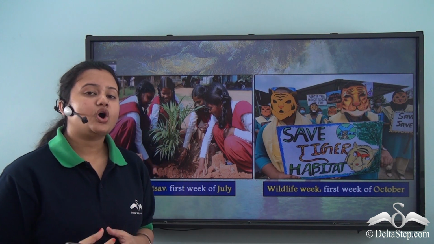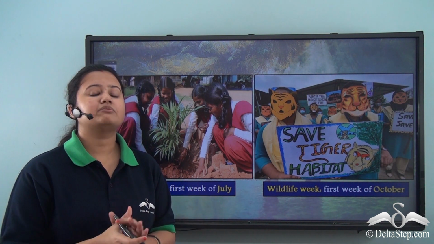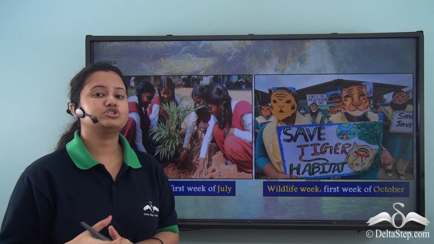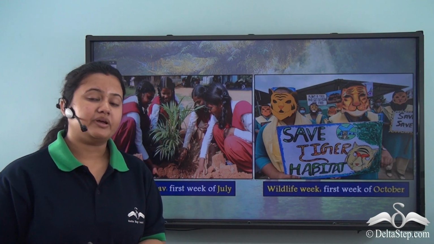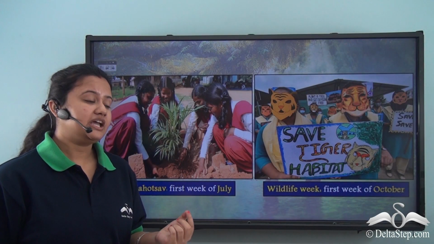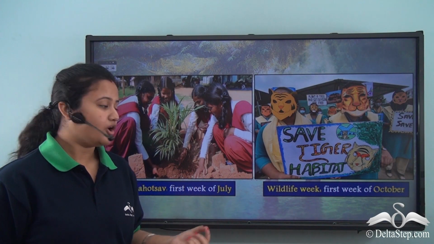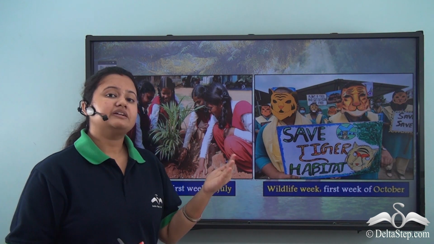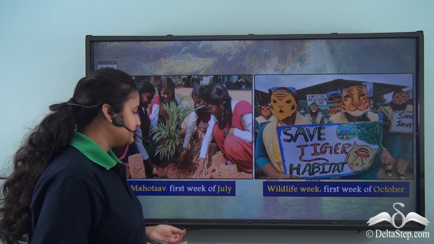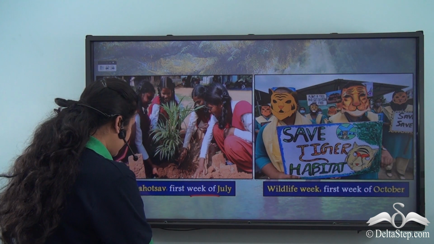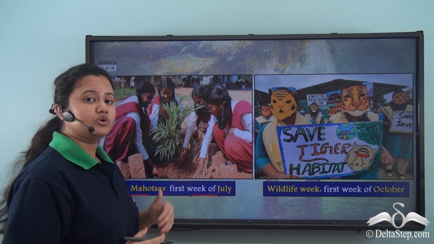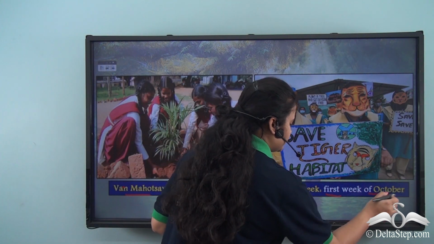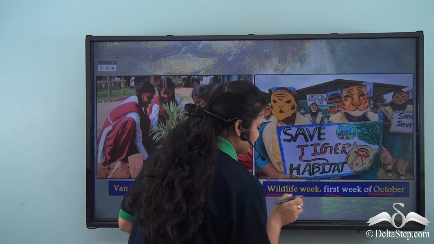Now further, in order to create general awareness among people regarding the environment and to protect the biodiversity of the country, the government has dedicated an entire week for these two activities. Tree planting festival is observed in the first week of July, and this is known as Van Mahotsav. Also, the first week of October is observed as Wildlife Week.